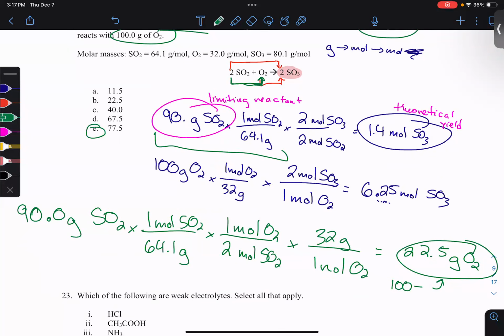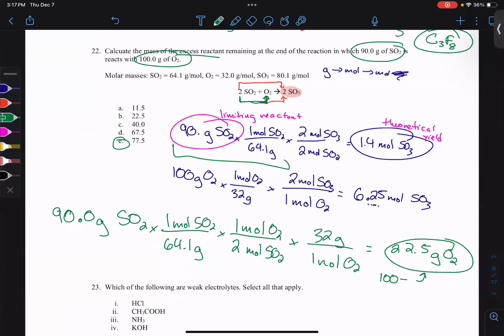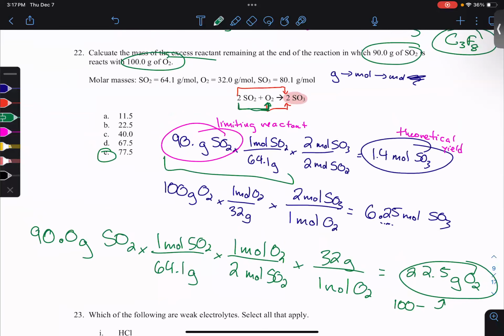Okay, what if you chose the wrong limiting reactant and you did all of this? You'll get a negative number. And we should be able to recognize, oh, that can't happen. That means you picked the wrong limiting reactant. Okay. Could we also find the percent yield of this question? No, we can't, because we weren't given an actual yield, right? So we just have a theoretical yield.